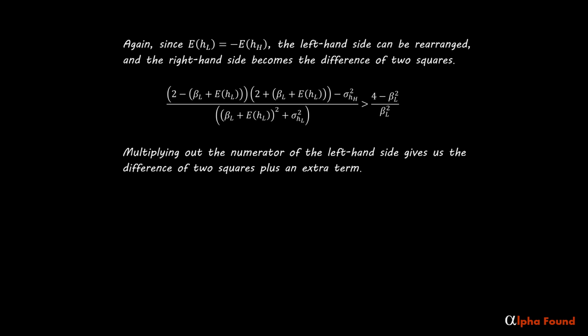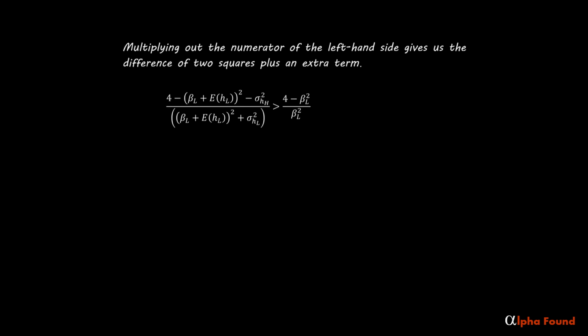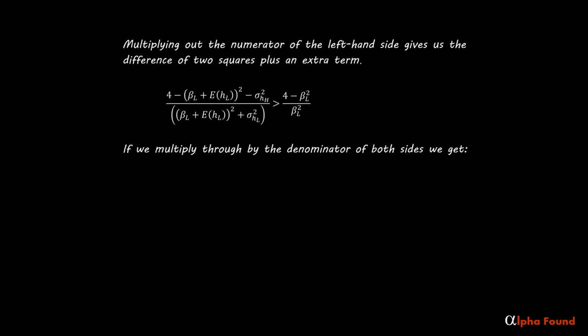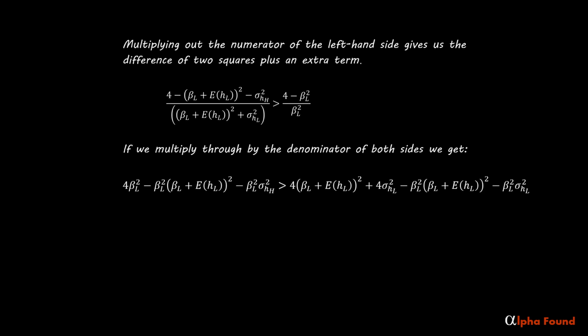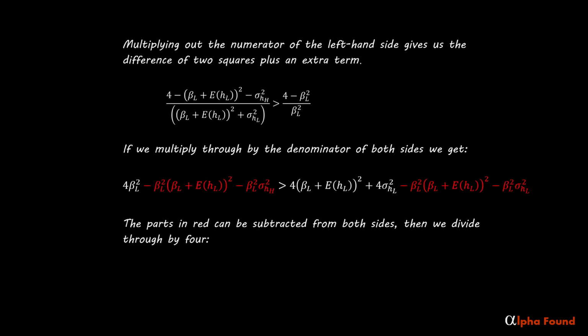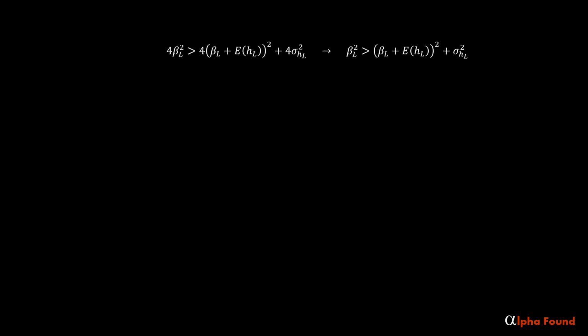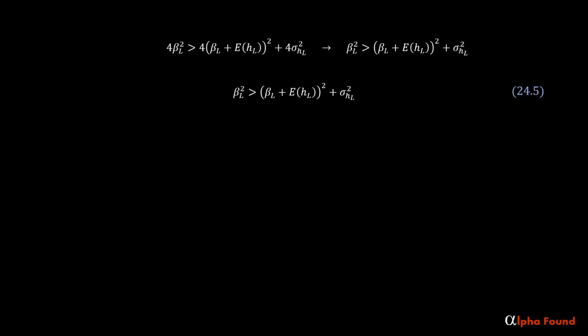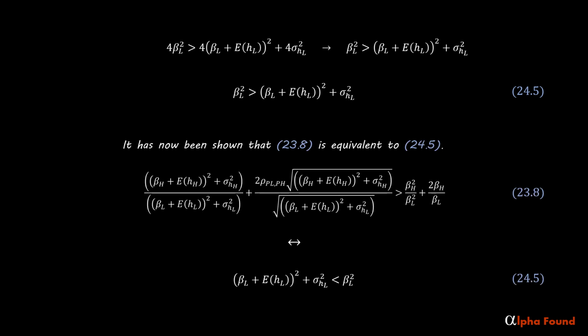Multiplying out the numerator of the left-hand side gives us the difference of two squares plus an extra term. If we multiply through by the denominator of both sides, we get the parts in red can be subtracted from both sides, then we divide through by 4, which gives us 24.5. It has now been shown that 23.8 is equivalent to 24.5. This concludes this video.